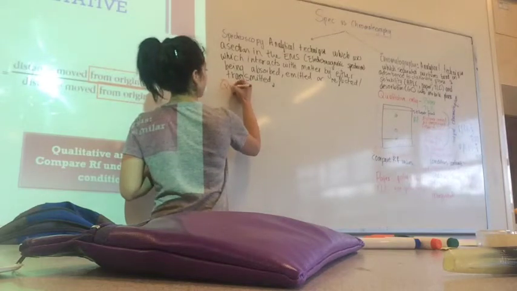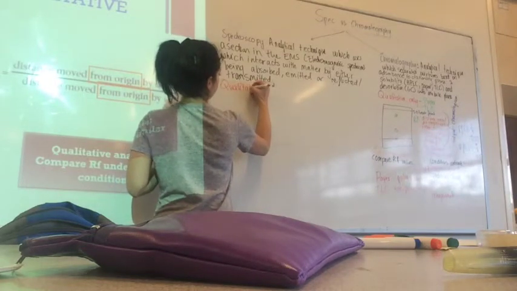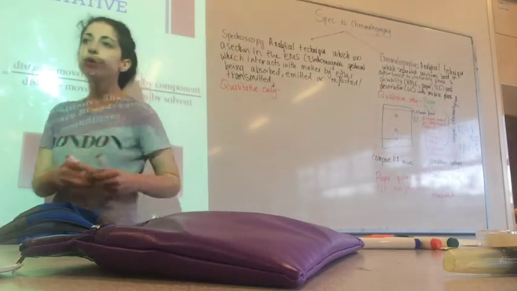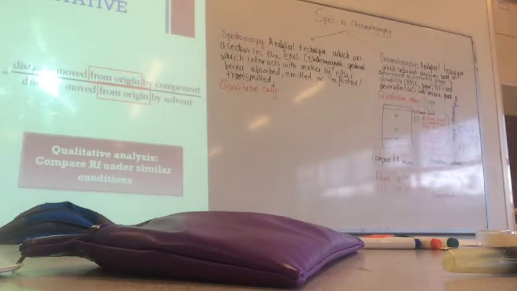Okay. So then we've got qualitative only. What are the two types of spectroscopy that we learnt about that are purely qualitative? Very good. One more. A or AE?